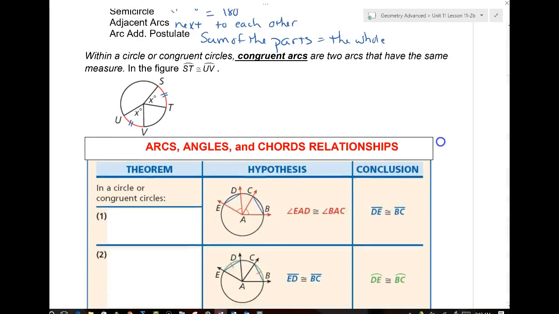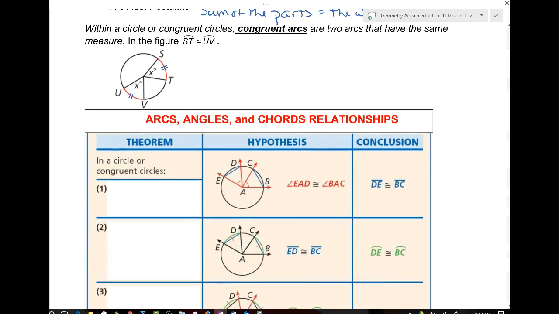Okay, so for the next one on here, the next three theorems are so closely related that your textbook put them all together so they won't have to rewrite it every single time. Because look at the very first phrase here. In a circle or what? Congruent circles. So that has to happen or none of these theorems are going to work.